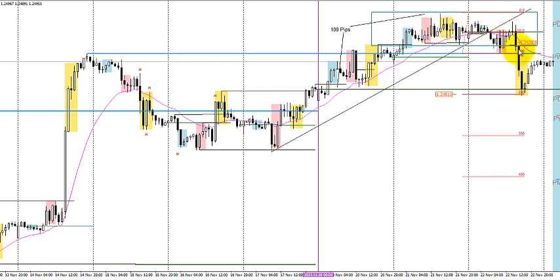Most of the trades are going to be during the New York session. I very rarely trade during the Asian session. I don't trade the London session anymore. I'm just trading the New York session. So this is what I'm looking for, bigger opportunities just like this.